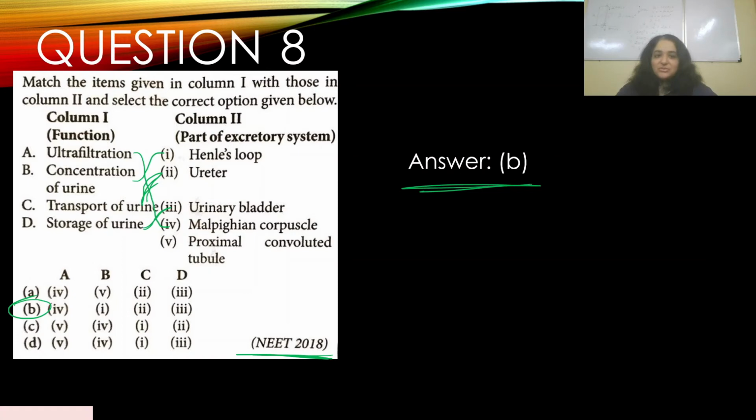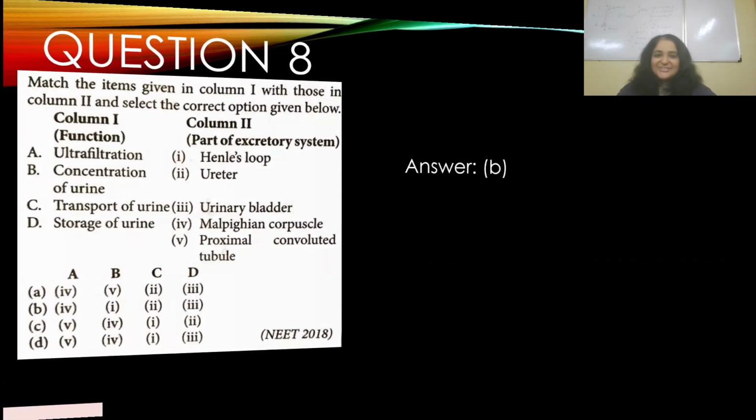So concentration of urine, Henle's loop is responsible. Ultrafiltration, Malpighian corpuscle. Transport of urine, ureter. Storage of urine, urinary bladder. Clearly, parts of the excretory system, you should be aware of that, right? Let's go on to the discussion.